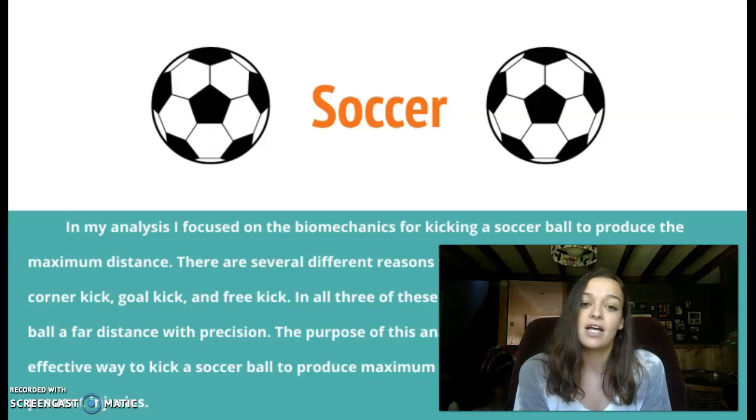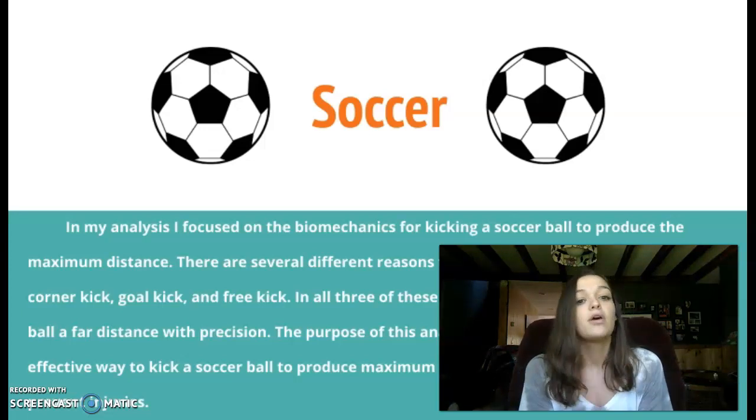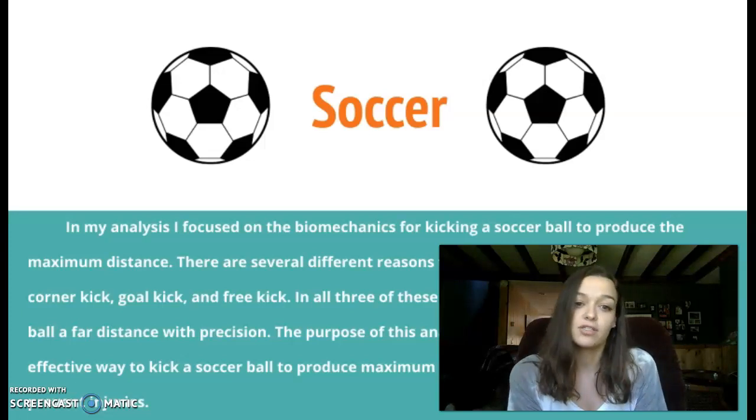And the purpose of this analysis is to teach an athlete the most effective way to kick a soccer ball a far distance with considerations of safety to prevent injuries.